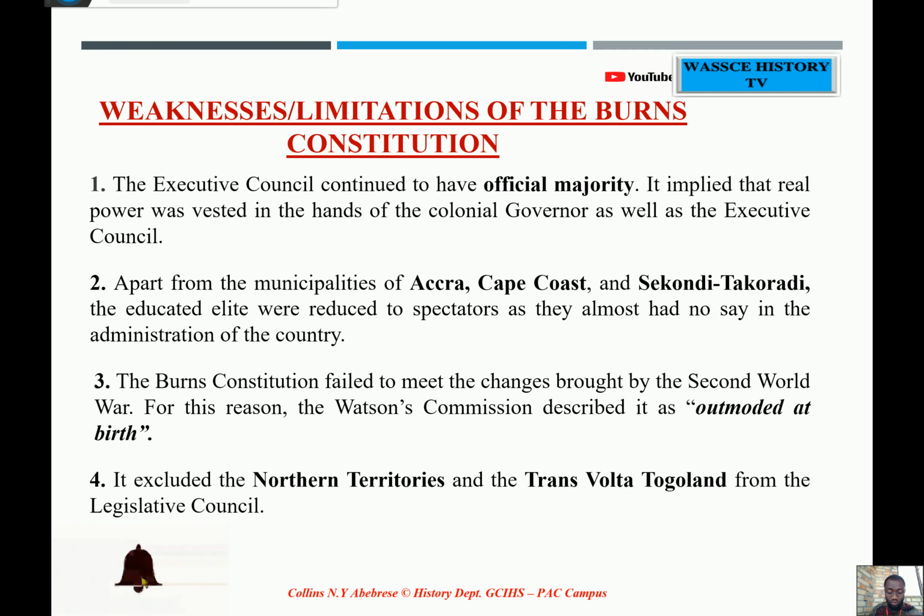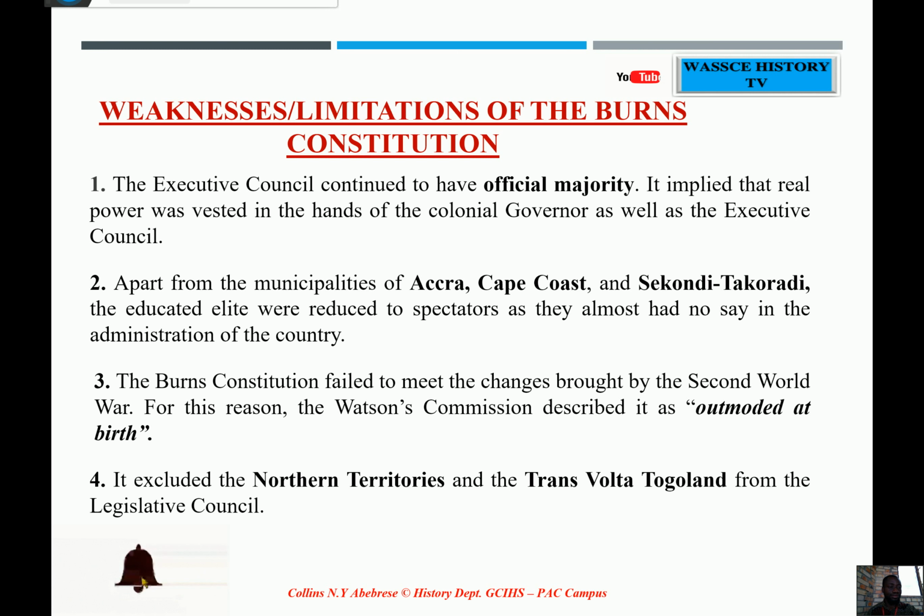And actually one of the causes they found out was the Burns Constitution, which the people were not in support of. As you can see, it is still not what the educated elite were expecting. And so the Watson Commission described the Burns Constitution as outmoded, even before it came to pass. And the last one, again, we find out that the territories of the Trans-Volta Togoland are still not there. The Northern Territories and the British mandated Togoland, that's the Trans-Volta Togoland, had no representation in the Legislative Council. And that's still a problem.